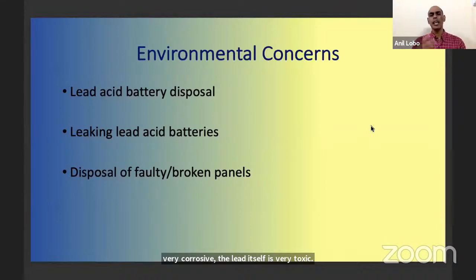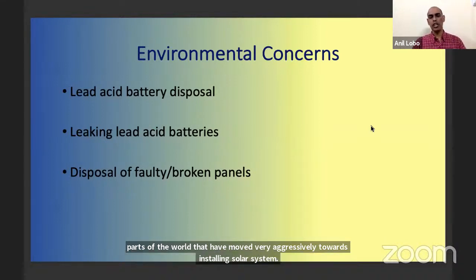And finally, if a solar panel is broken or it's faulty, there is no way of having it repaired or rectified. It's quite expensive, and the chances of it being repaired to the same efficiency as a brand new panel is less. So how do you dispose of this? And this is becoming a big problem today in certain parts of the world that have moved very aggressively towards installing solar systems.